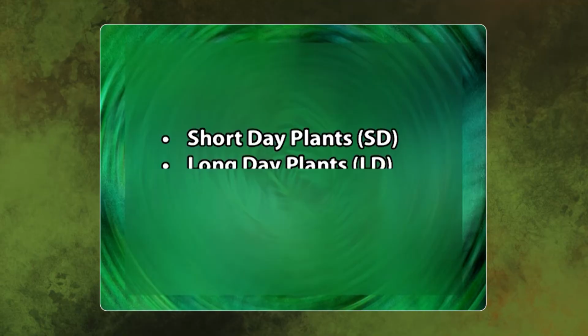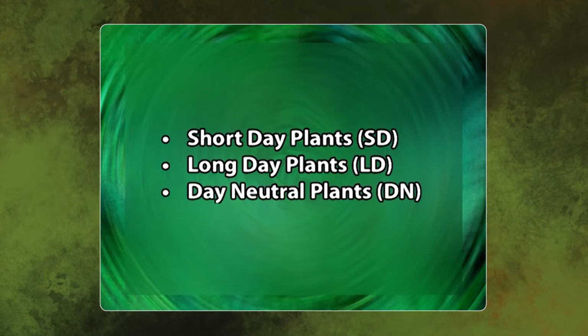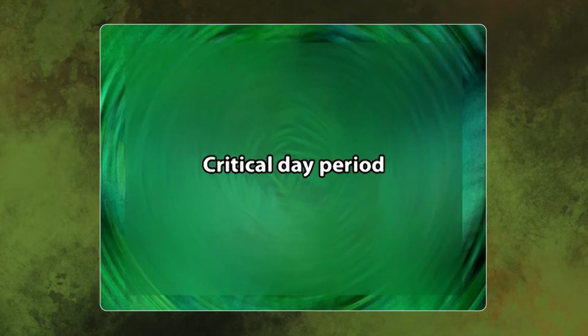Based on the response to different photoperiods, most of the plants are broadly grouped into three classes: short day plants, long day plants and day neutral plants. The response of a plant to the minimum duration of light period or the dark period that ultimately determines whether the plant has to continue vegetative growth or to produce flowers is called the critical day period.